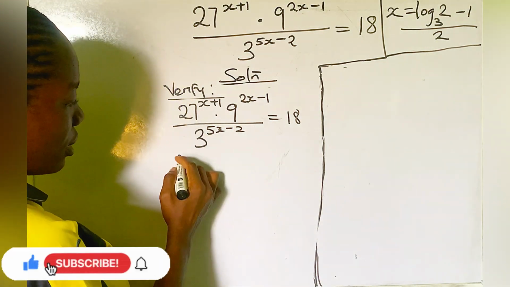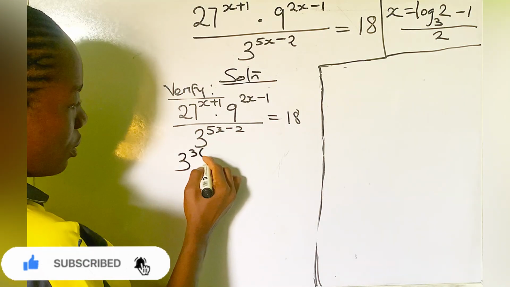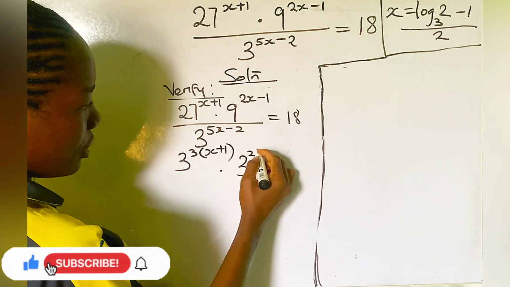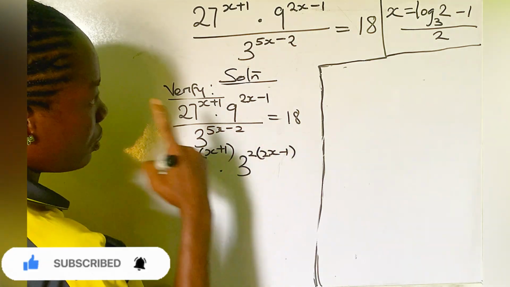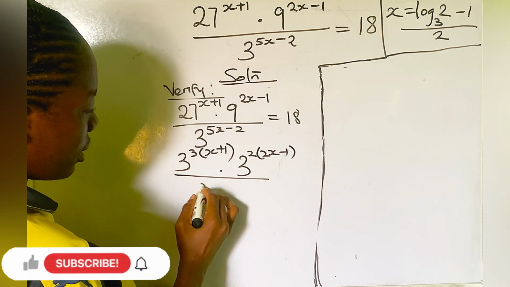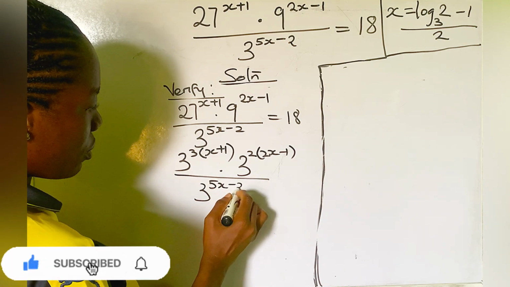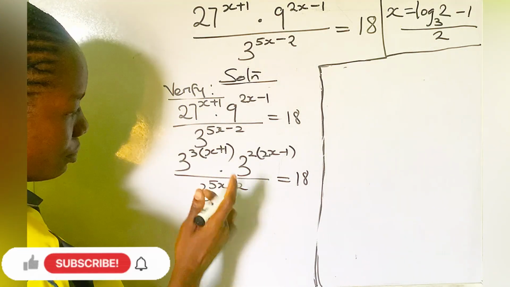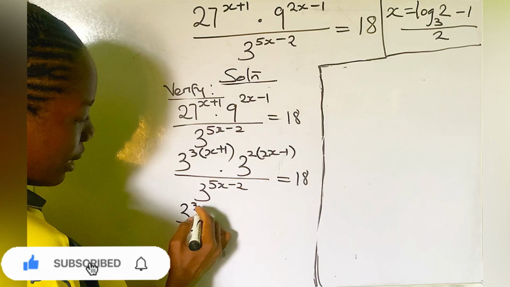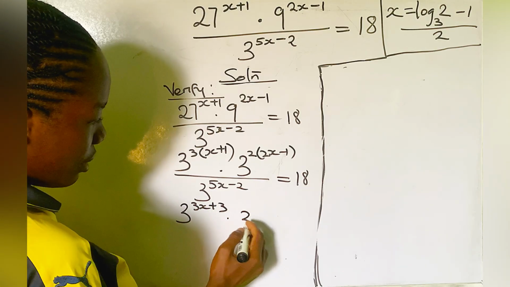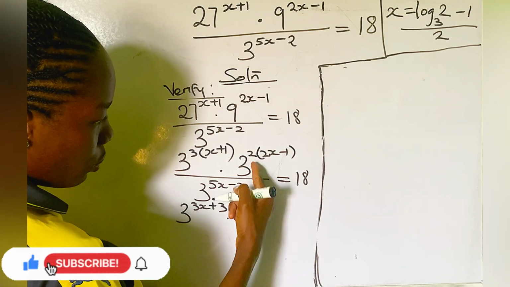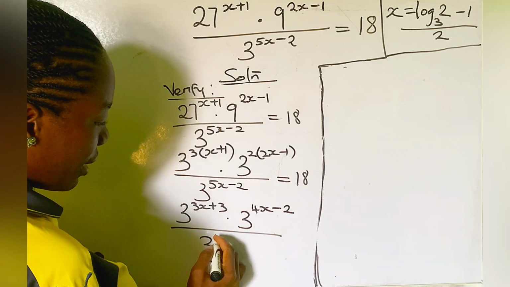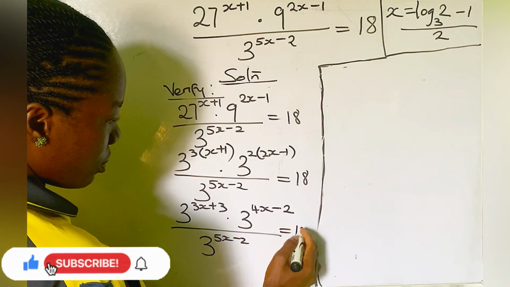So we'll have here 3 raised to the power of 3, which is 27, to the power of x plus 1, multiplied by 3 raised to the power of 2, which is 9, to the power of 2x minus 1, all over 3 raised to the power of 5x minus 2 is equal to 18. I'm going to break this down to the least form. So we now have 3 to the power of 3x plus 3 multiplied by 3 to the power of 4x minus 2 (we are multiplying the bracket), over 3 to the power of 5x minus 2 is equal to 18.